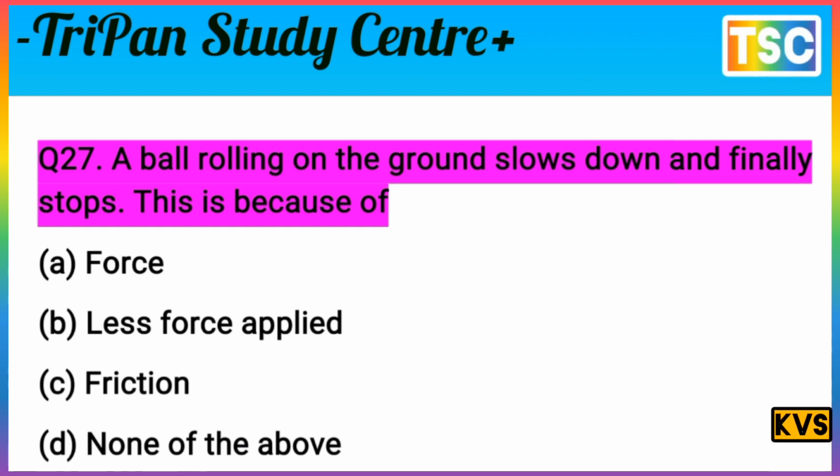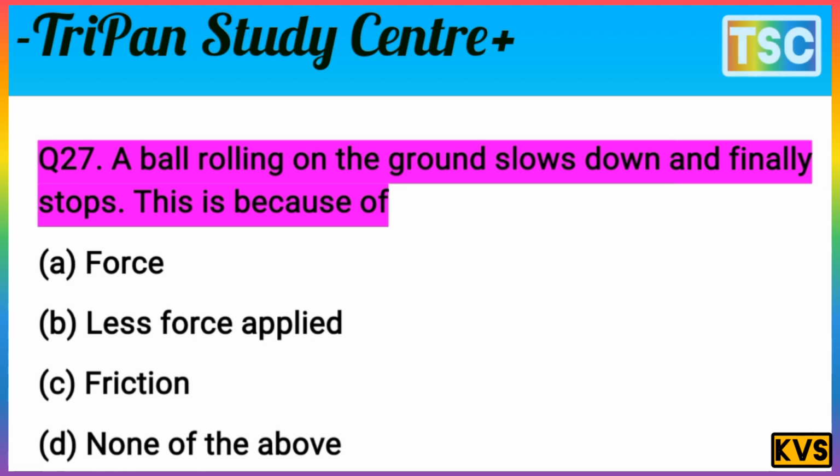C, friction. Friction, that's the right answer. Friction is why the ball rolling on the ground slows down. Then it stops because friction force is applied here. Option C, friction, is correct. That's important here.